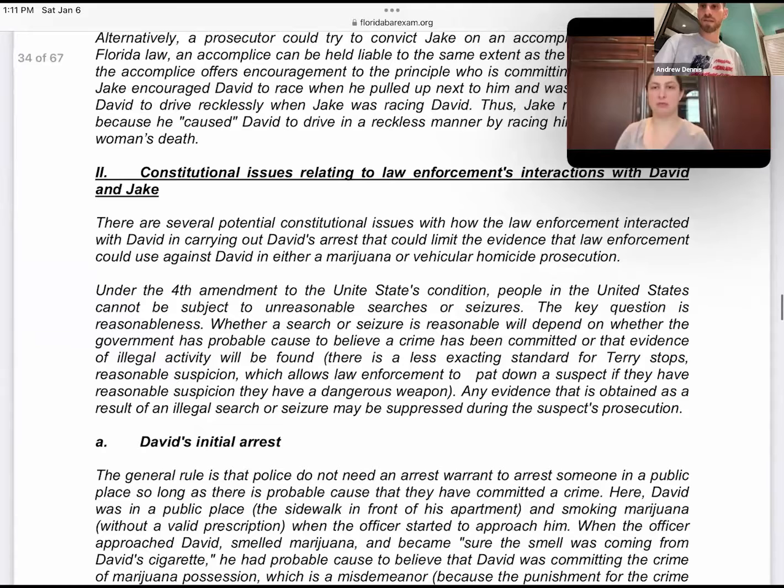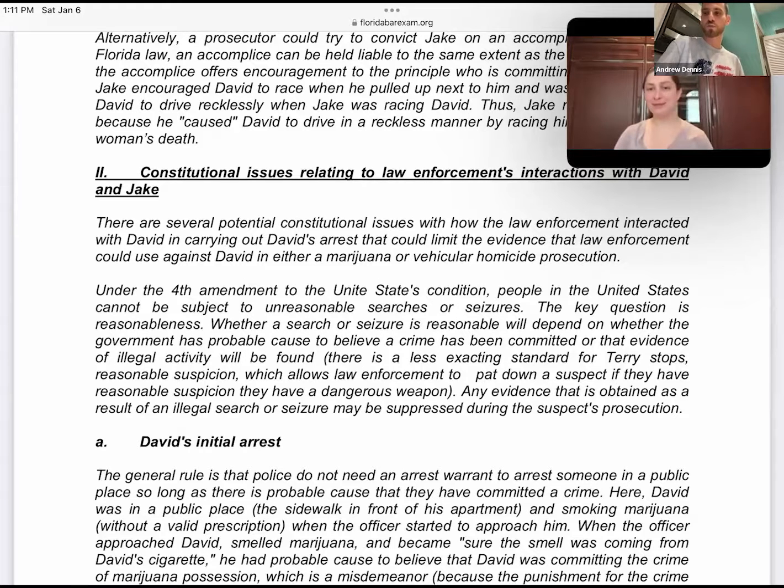Under the Fourth Amendment to the United States Constitution, Jesus, this was a real essay. I really wish the FBBE would edit this for grammar's sake, but I guess that would take them seven minutes too long. Under the Fourth Amendment to the United States Constitution, people in the United States cannot be subjected to unreasonable searches or seizures. The key question is reasonableness.